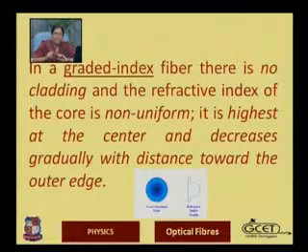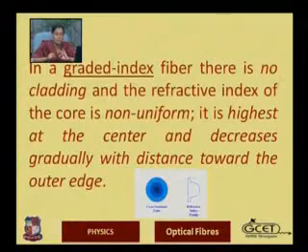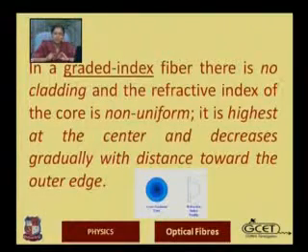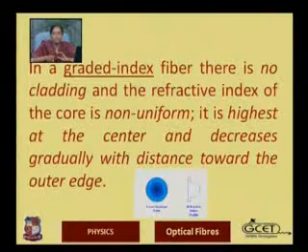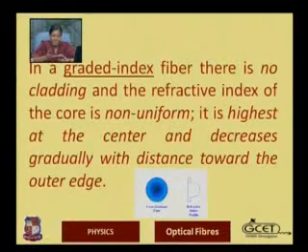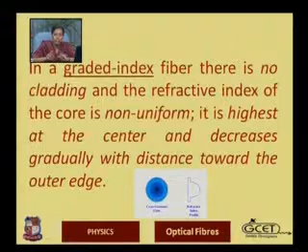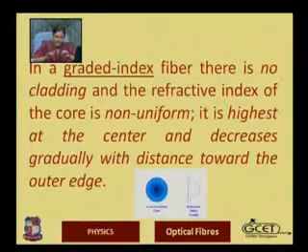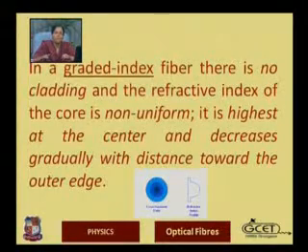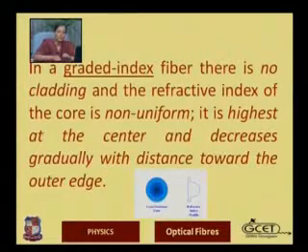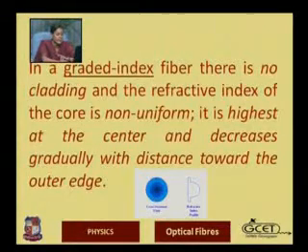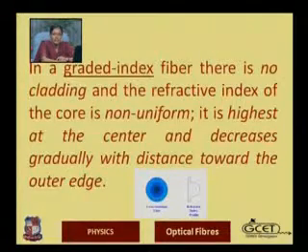From the axial center, there is an increase in the refractive index. The maximum value of the refractive index occurs at the center, and then it reduces radially. It is highest at the center and decreases gradually with the distance towards the outer edge. And at the cladding, it has the value of the refractive index of the cladding, N2. One can see here the cross-sectional view as well as the refractive index profile.